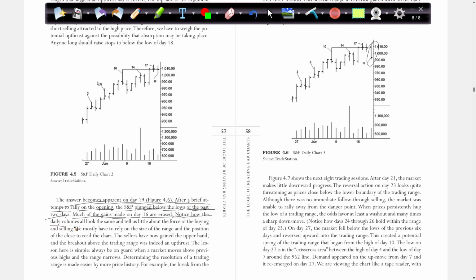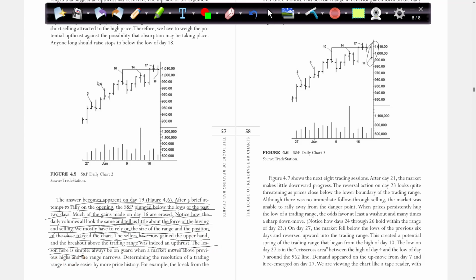Notice how the daily volumes all look the same and tell us little about the force of the buying and selling. We mostly have to rely on the size of the range and the position of the close to read the chart. The sellers have now gained the upper hand, and the breakout above the trading range was indeed an upthrust.